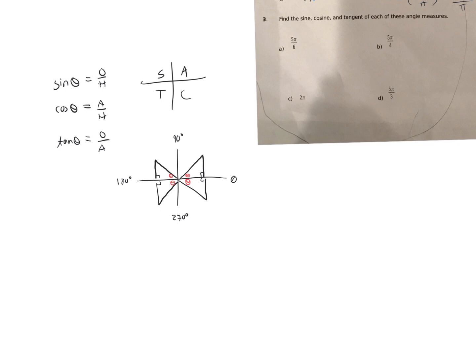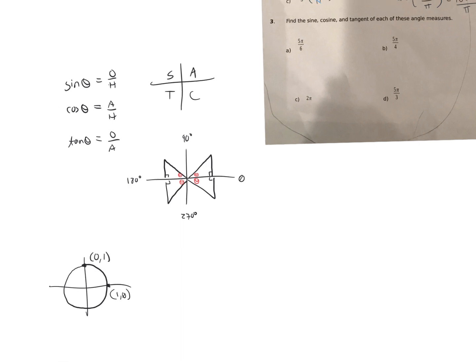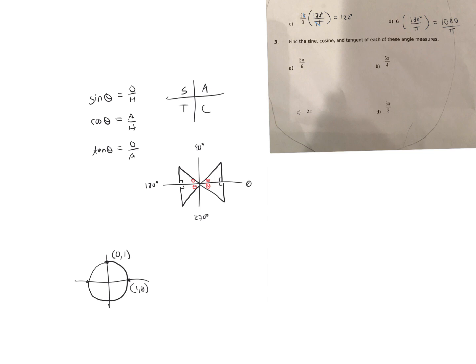Now, another thing you need to know, okay, is the cardinal points. If we were to have a unit circle here, meaning a circle with radius 1, well, the coordinates of this point here would be 1, 0. The coordinates of this point here would be 0, 1. The coordinates of this point here would, of course, be negative 1, 0. And the coordinates of this point here would be 0, negative 1. So that's going to be important to recognize.